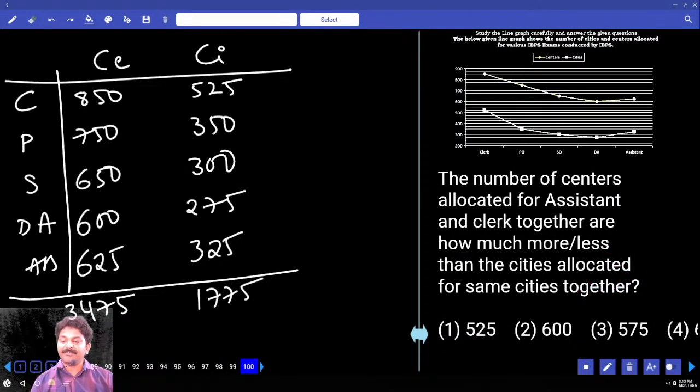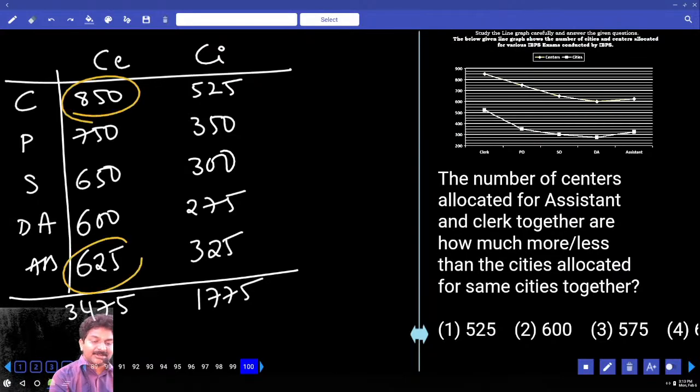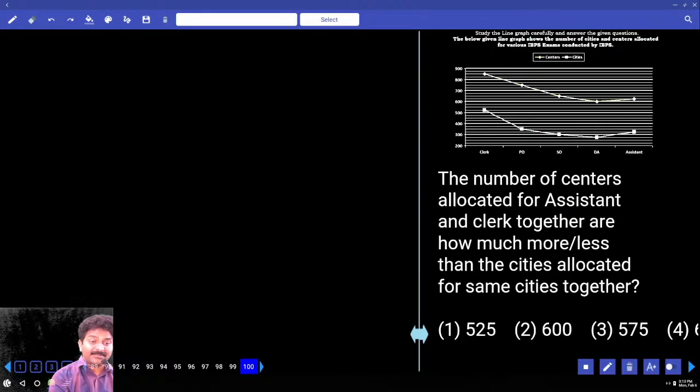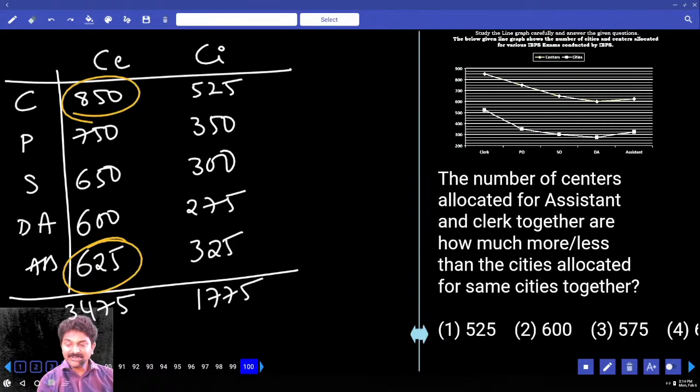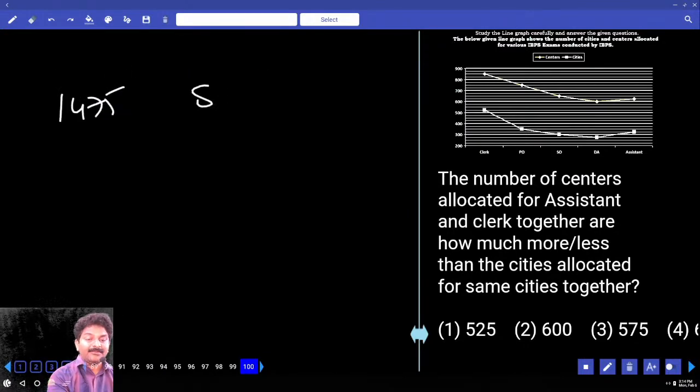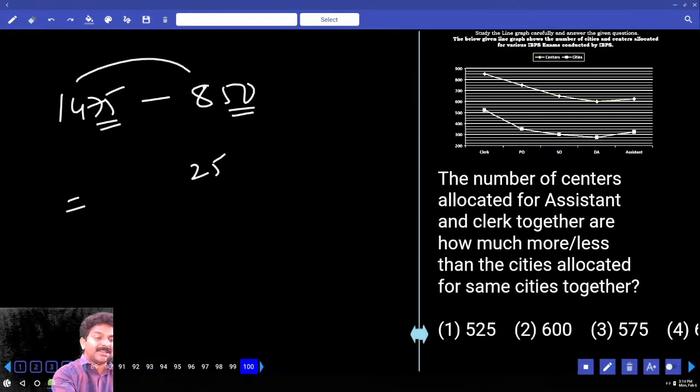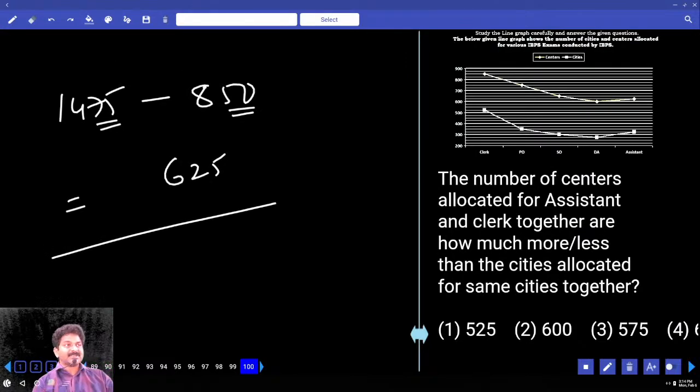Number of centers allotted for assistant and clerk together. Clerk and then assistant together 1475. How much more or less than cities allotted for the same exams together? Cities allotted for same exams 525, 325, 850. We were just asked to calculate the difference only. Last two digits: 75 minus 50, 25. 14 minus 8, 6. 625 is the difference. Over.